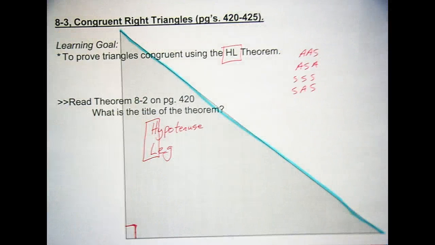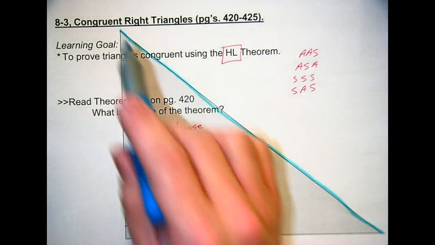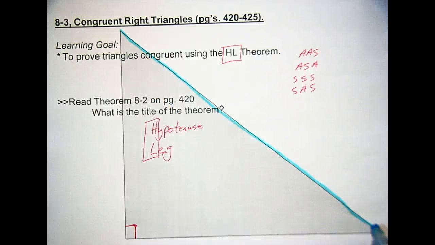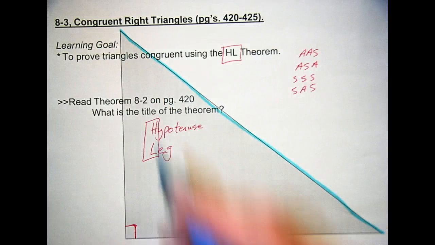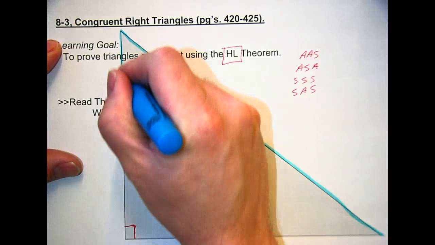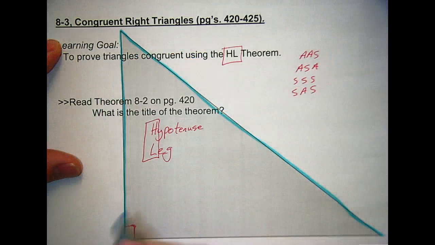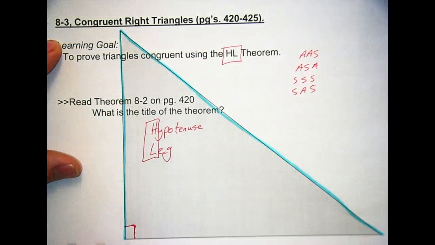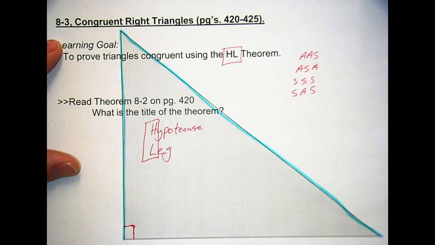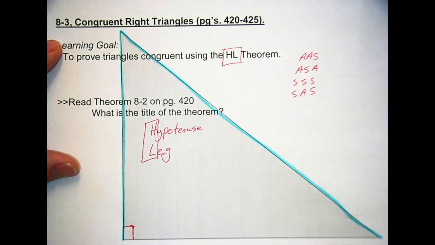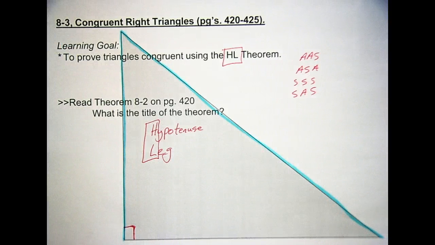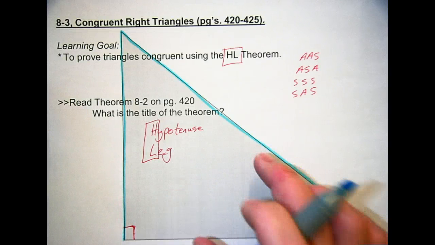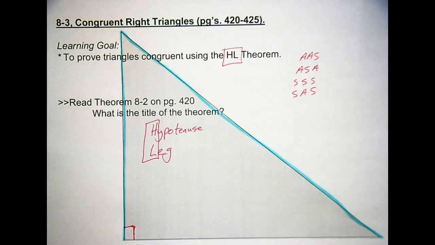This theorem says if you know that you have a hypotenuse and a leg, doesn't matter which leg, the other two are called legs. If you have a hypotenuse and a leg in one triangle congruent to the hypotenuse and leg of another right triangle, then you have congruent triangles. That's the HL theorem.